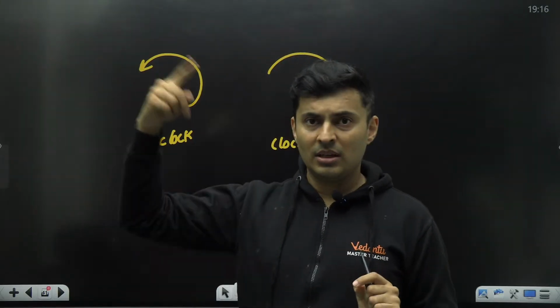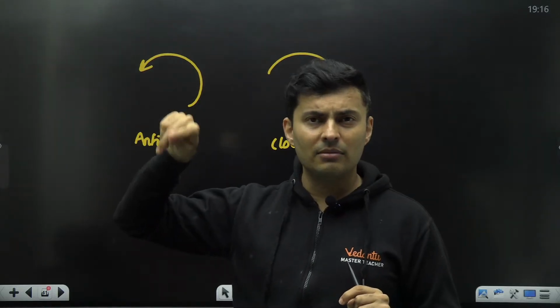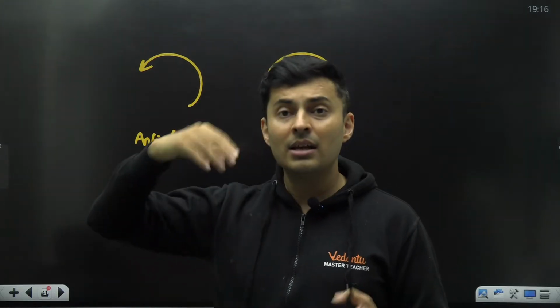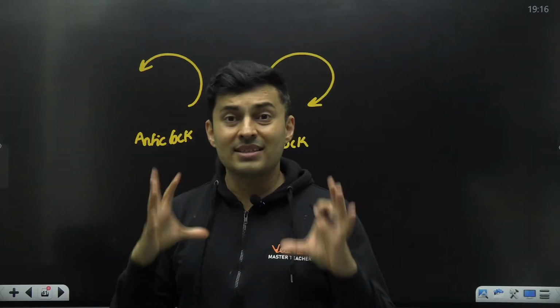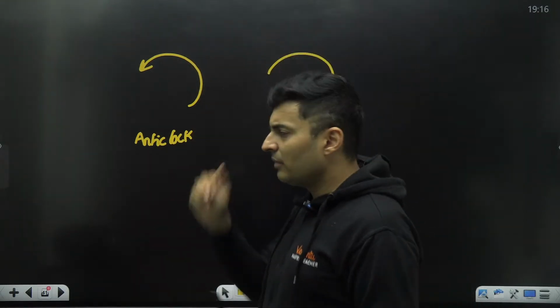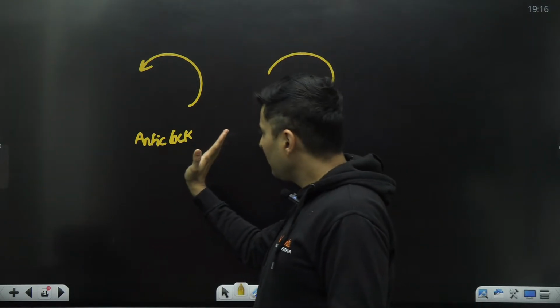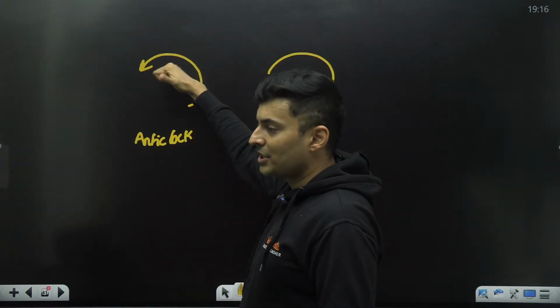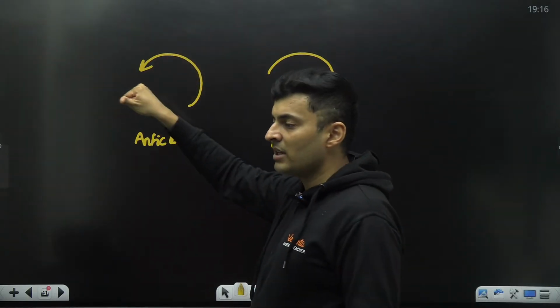First thing, many rotational things are curved, so we cannot have a curved vector. Second thing, anti-clock, clock, and the sense of happening is not so clear. So we said that if you take the fingers of your right hand and you curl them along that direction, automatically the thumb will come here.